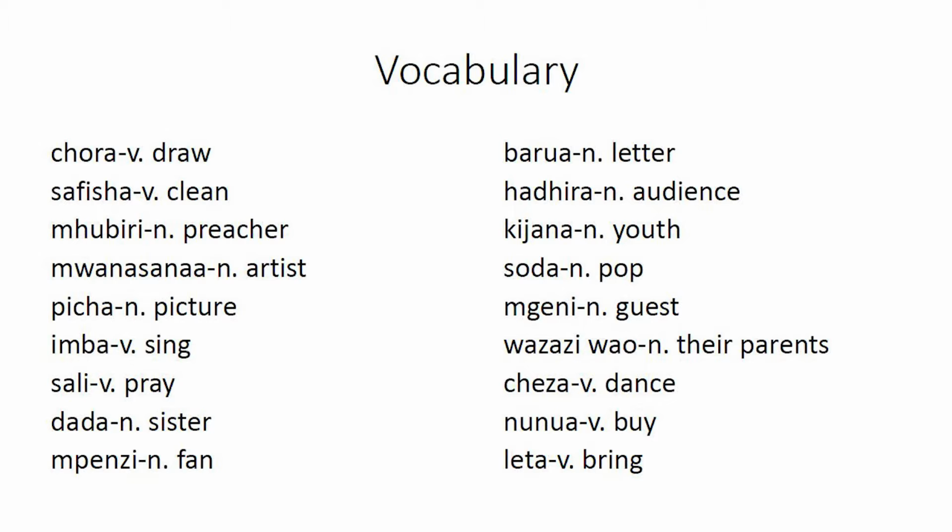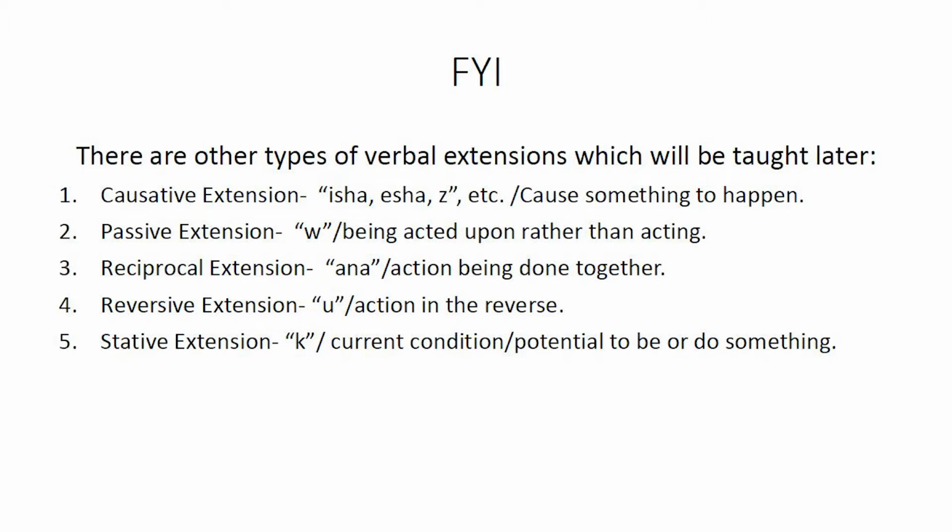Okay. Just want to let you know that in Swahili, there are other verbal extensions which will be taught later. One of them is the causative extension, and it has extensions like I, SHA, E, SHA, or Z. That means that the verb will have those types of endings. A causative extension sends the message in the sentence that something was caused to happen. Okay, and I'll show you an example sentence for each one of these in a moment after I go through them.